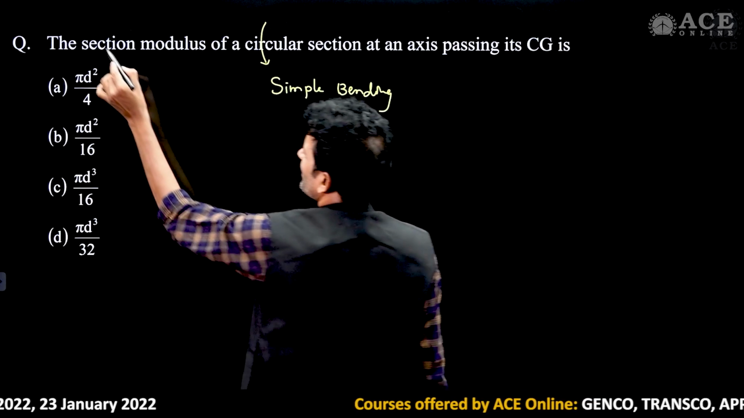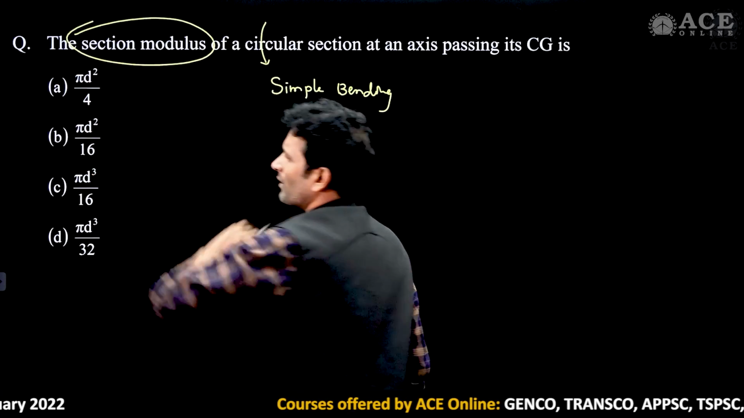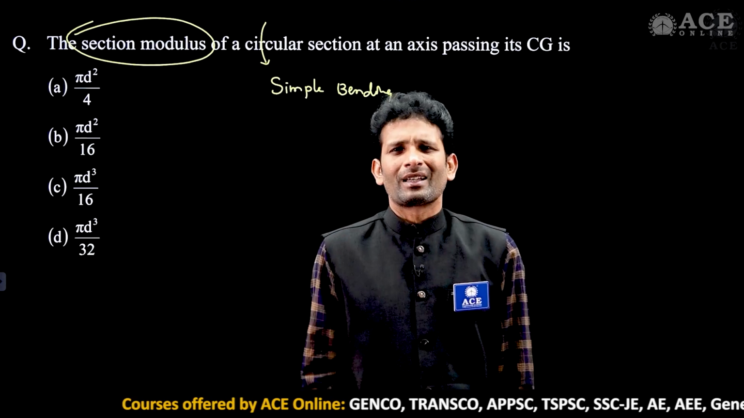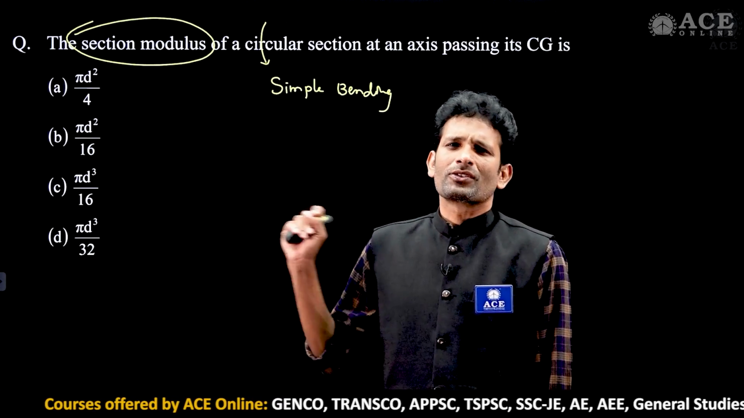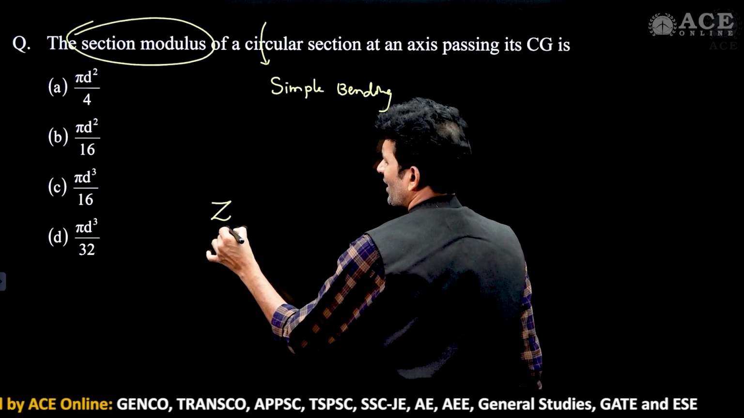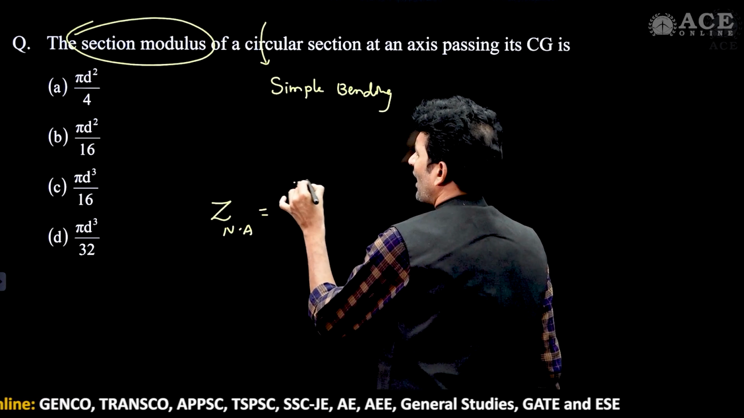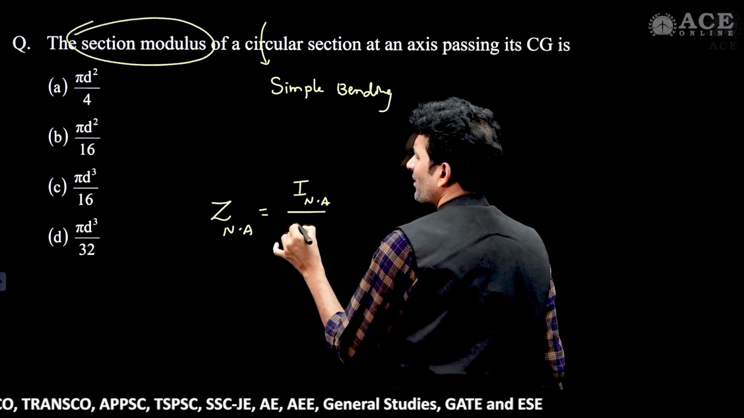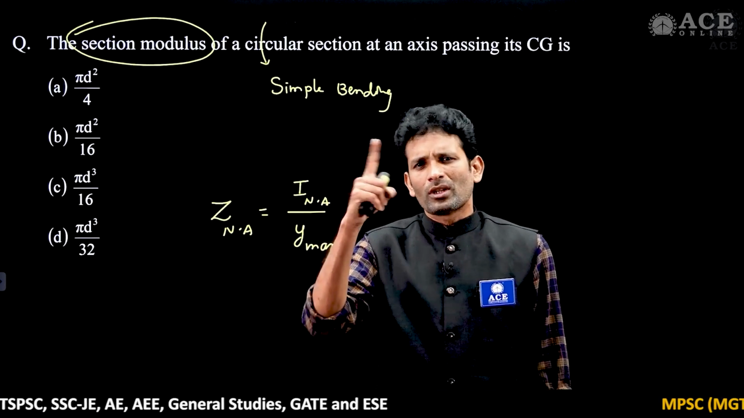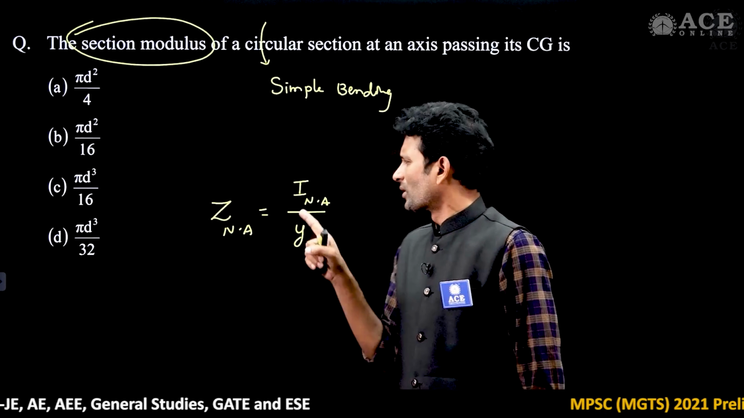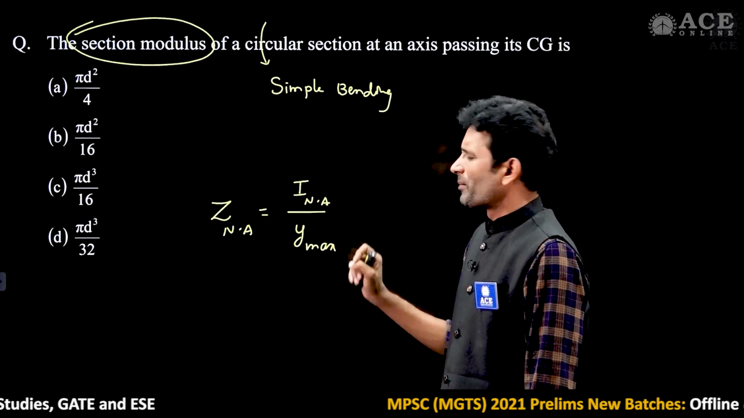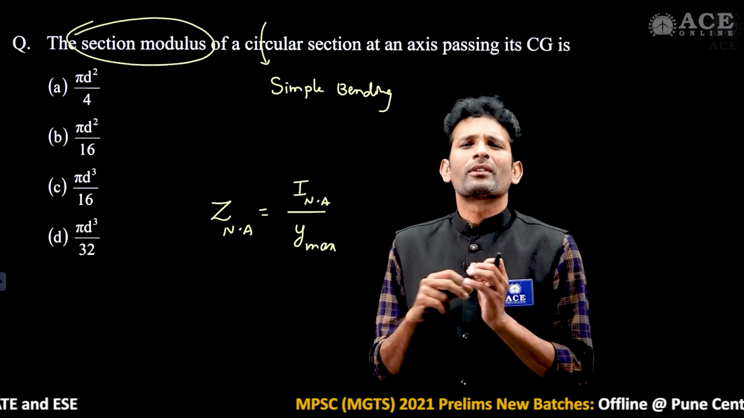Section modulus, it is a strength parameter as we know. Basically, section modulus represents the strength of the beam against applied moment. It's a cross-sectional property. How do you define the section modulus? Section modulus Z_NA equal to I_NA divided by Y max. I_NA is the total area moment of inertia. Y max is the distance of the extreme layer from the neutral axis.